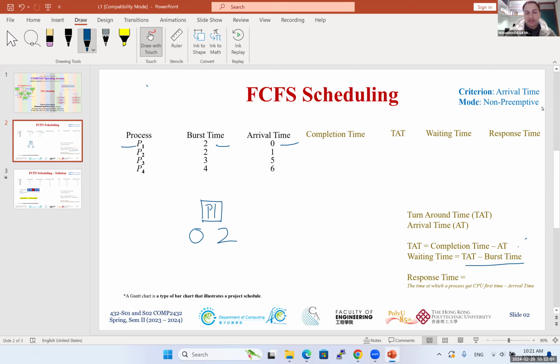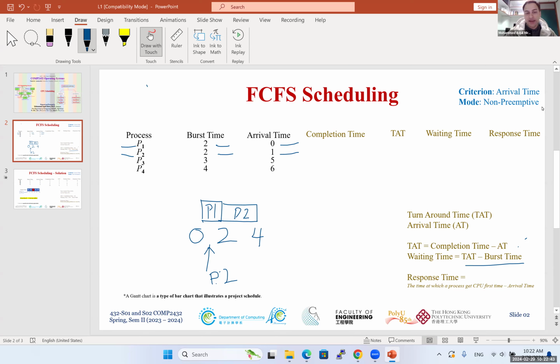Now, in between this execution, if you see at arrival time 1, process 2 has actually arrived. That means somewhere in between, process 2 has already arrived. So after the completion of process 1, we will execute process 2. How long will P2 get executed? The process P2 also needs 2 units of CPU time, so it will completely execute. So here is 4, that is 2 plus 2 is equal to 4.